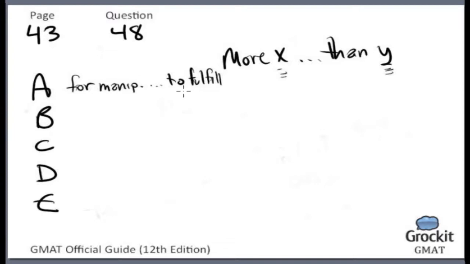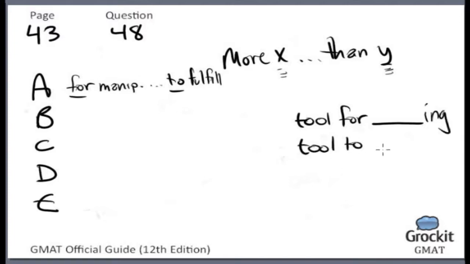In terms of how you express purpose on the GMAT, there are certain verbs that will only work with to and some that will work with for, but both of them can be used to express purpose, and they need to be parallel. So with the word tool, you can have a tool for blanking, and you can also have a tool to blank, and in that case you use the infinitive. But these both need to be in the same format when you have something that is more X than Y, more a tool for X than a tool for Y. You don't need to repeat the word tool, that part is left clear in terms of parallelism.